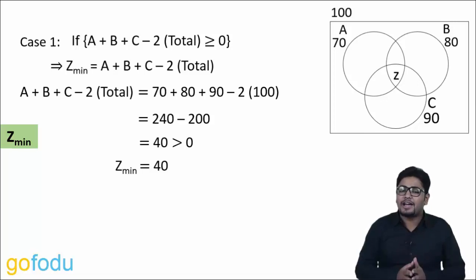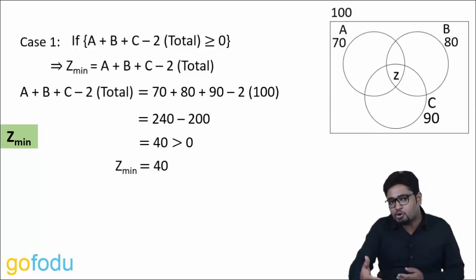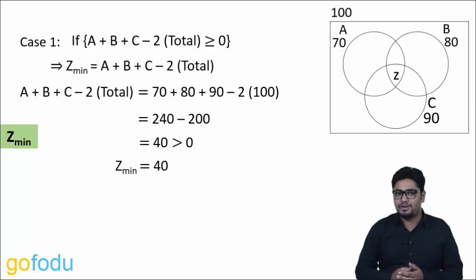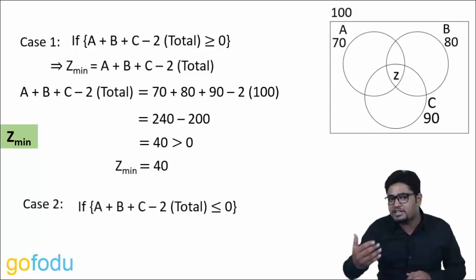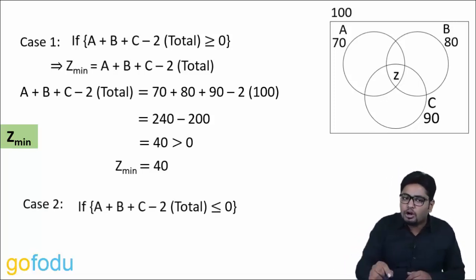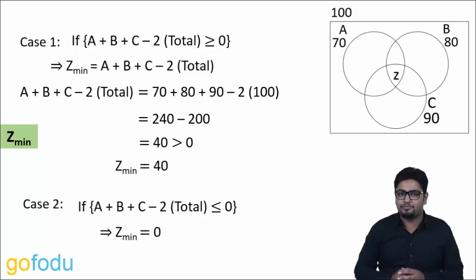We just have to calculate A plus B plus C and then subtract twice the total value. If the value comes out greater than 0, then it will be equal to the minimum value of the central region. The other case, when A plus B plus C minus twice the total comes out smaller than 0, then the minimum value of Z will be equal to 0 itself.